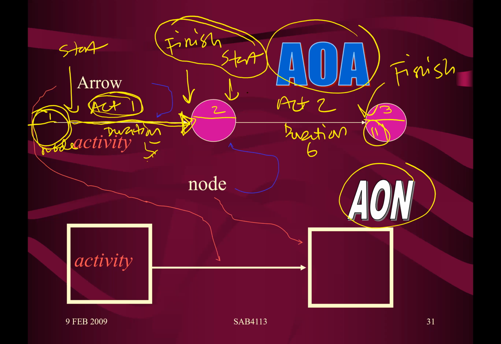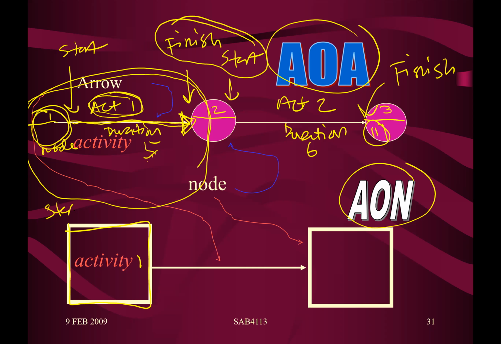For instance, I just simply focus on this one, activity one. The way to draw it in an AON diagram is just by drawing one box here. This box, activity one, is similar to the above AOA diagram, but the left side of the box indicates start, and the right side indicates finish. See, the whole thing is being simplified by just simply drawing a box, and the activity is now inside the node. AON simply means activity on node.